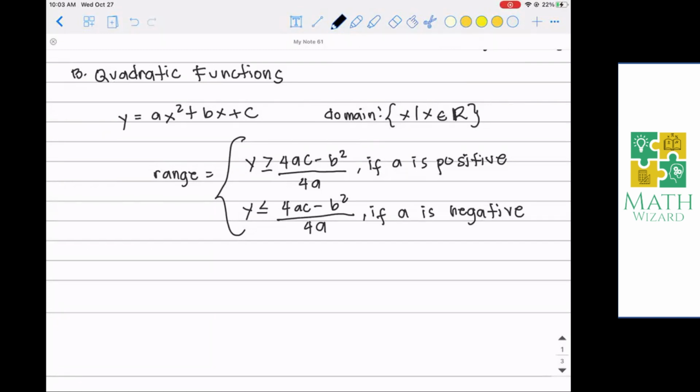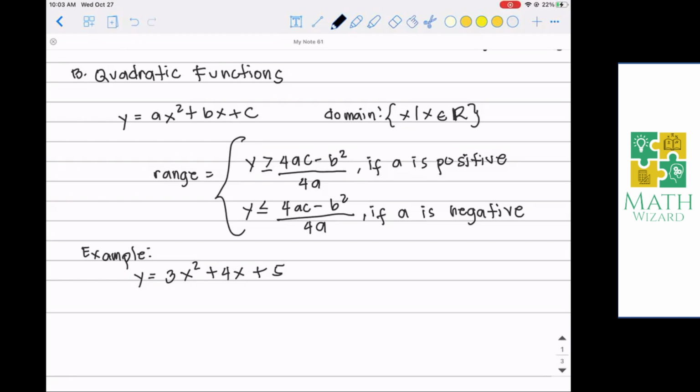Okay, so let's have an example on that. Let's say we need to find the domain and range of y is equal to 3x squared plus 4x plus 5. So y is equal to 3x squared plus 4x plus 5. Unang tingin pa lang natin, that's a quadratic function. I'll repeat, that's a quadratic function.